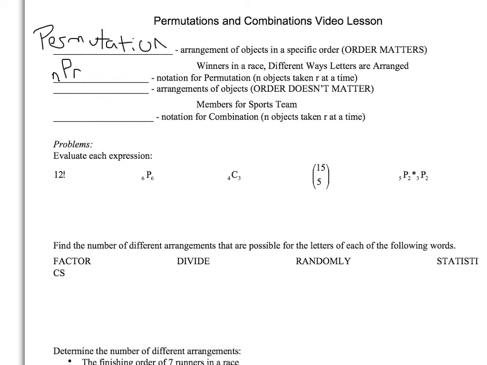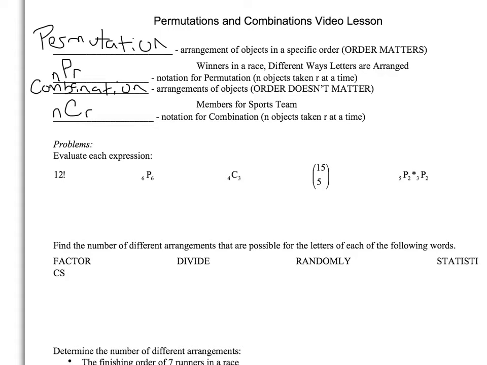If you arrange objects where order does not matter, it's a combination instead. For example, members of a sports team. It doesn't matter what order you pick the members on the team, they're still all on the team together. Or people to be part of a club. It doesn't matter the order you pick the people to be in the club, they're still in the club. The notation for combination is nCr. N is the number of total people you are arranging. R is the total number of people in the group, the number that you care about arranging.